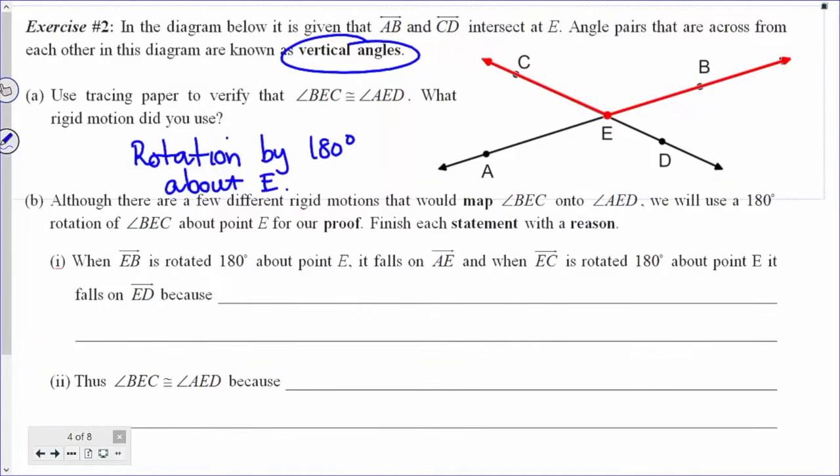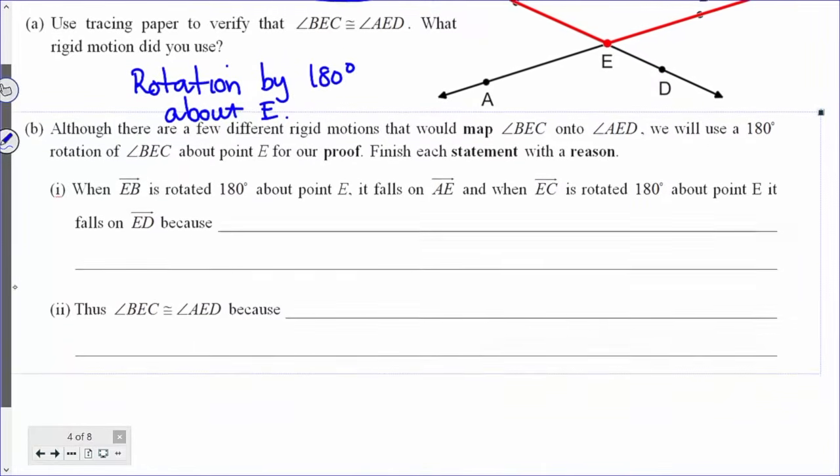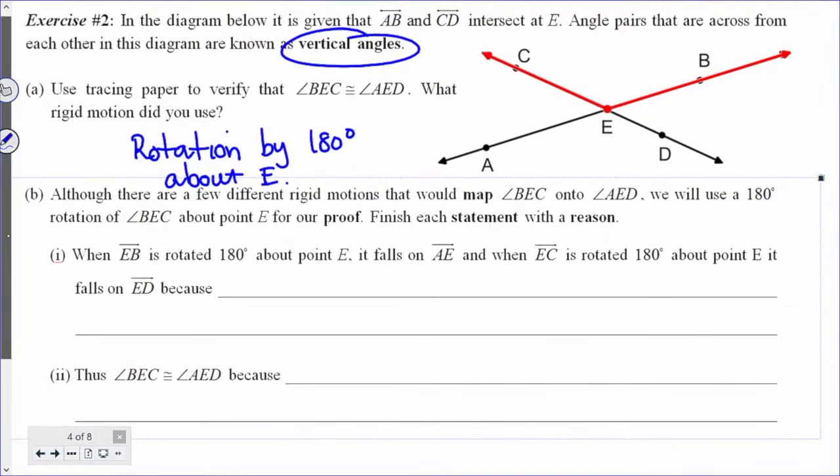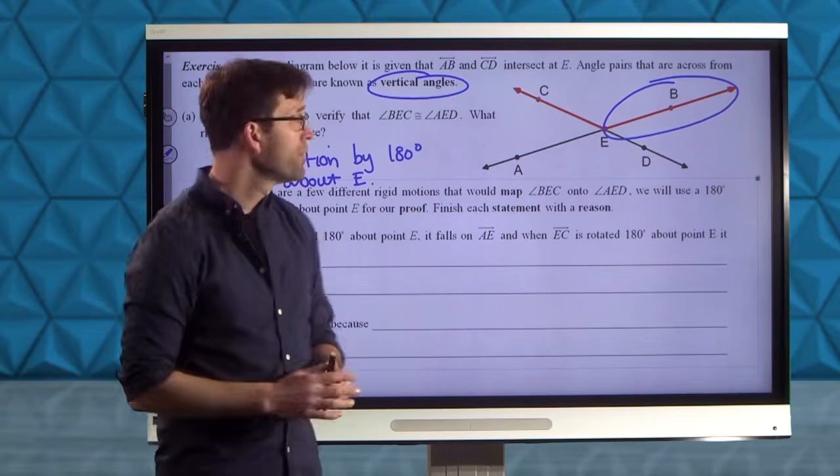Letter B. Although there are a few different rigid motions that would map angle BEC onto angle AED, we will use a 180 degree rotation of BEC about point E for our proof. Finish each statement with a reason. All right? So, letter I. When ray EB is rotated 180 degrees about point E, it falls on ray AE, and when EC is rotated 180 degrees about point E, it falls on ED, because why? Why would that be?